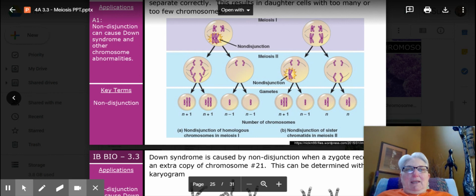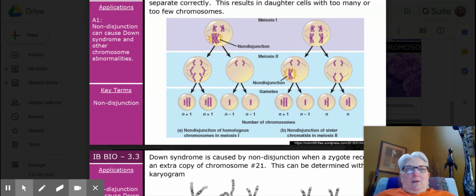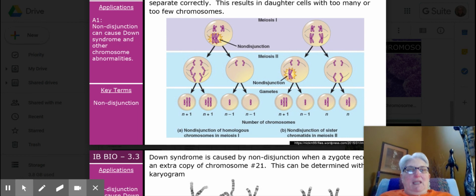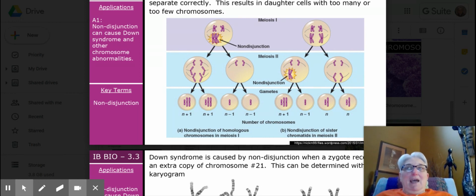Non-disjunction, right here, is when we get a part of a chromosome that doesn't separate, right? That's what non-disjunction is. So we'll end up with, in the end, one of our, let's say, eggs that has too many parts. So this is n plus 1. And then we would have one that does not have enough, n minus 1.